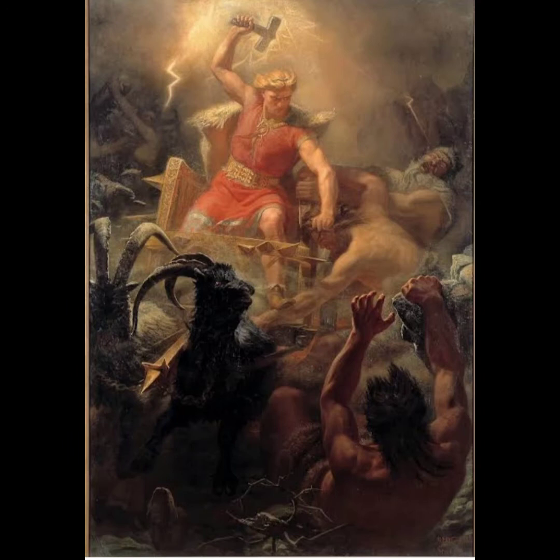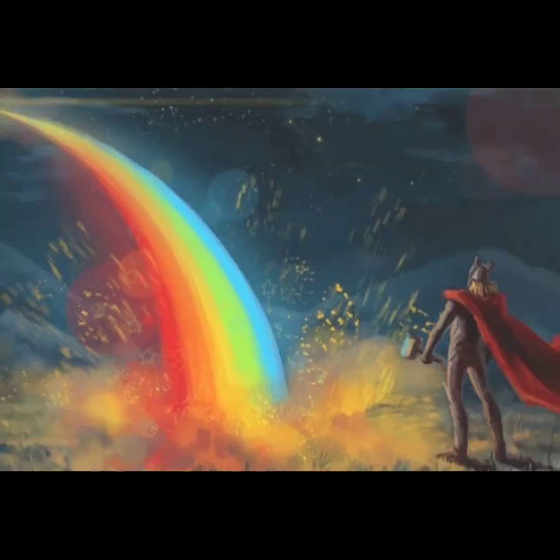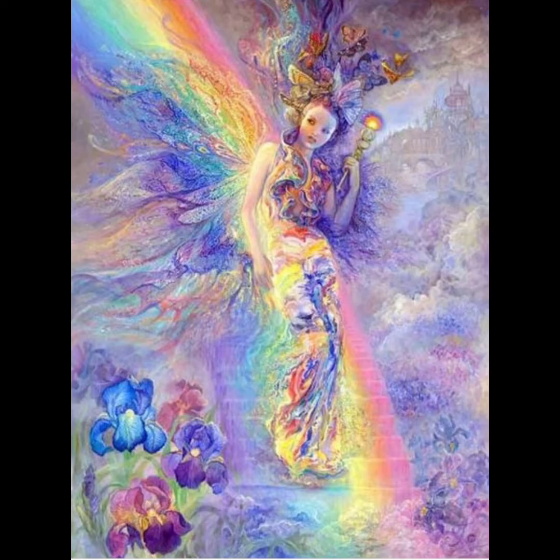Since we are done discussing the variations of rainbow, we're going down to the rainbow's myths. Rainbows are part of the myths of many cultures around the world. They are portrayed as bridges between supernatural beings and human beings. One of the examples here is Norse mythology. They call the rainbow Bifrost, which connects Earth with Asgard, where gods live. In Japan and Gabon, in their ancient beliefs, rainbows were the bridges that human ancestors took to descend to the planet. However, some parts of the world see the rainbow as a negative symbol.